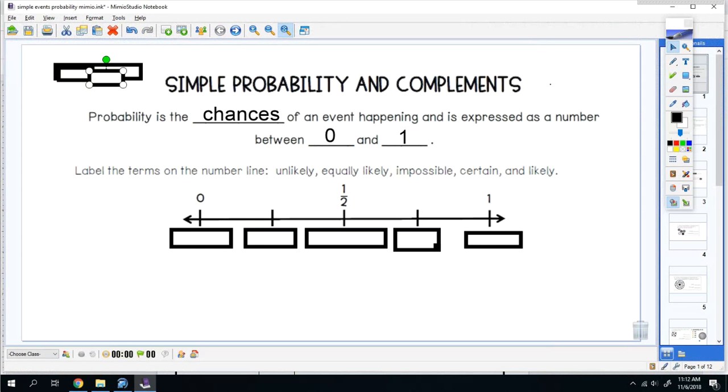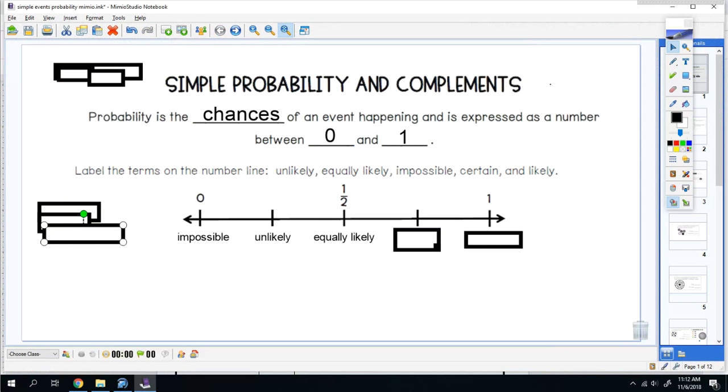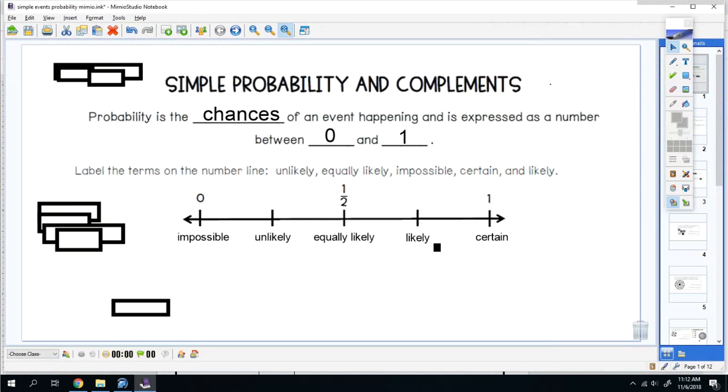When you have a 0 chance, it means it's impossible. If it's between 0 and a half, it means it's unlikely. If you have a half of a chance, it's equally likely. And if it's between a half and a 1, it's likely. And if it's a 1, you're 100% certain it's going to happen.